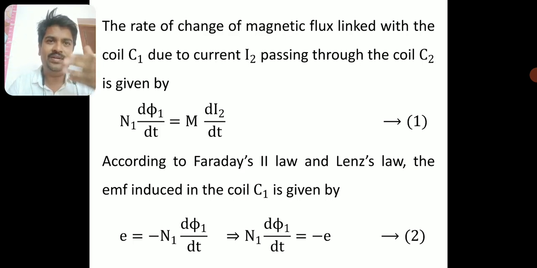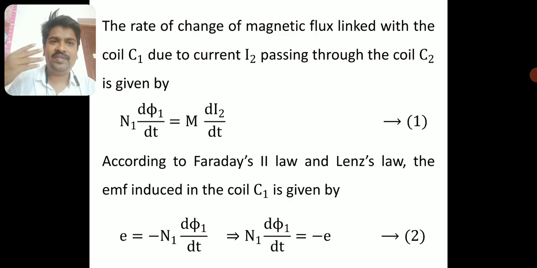Therefore N1 d phi1 by dt is equal to M into dI2 by dt. I am calling it equation 1. So I got equation 1 just by differentiating the previous equation with respect to time. What I got here is the rate of change of magnetic flux linked with a coil C1 due to the current I2 passing in the coil C2. I got equation 1. After that, let me move forward.